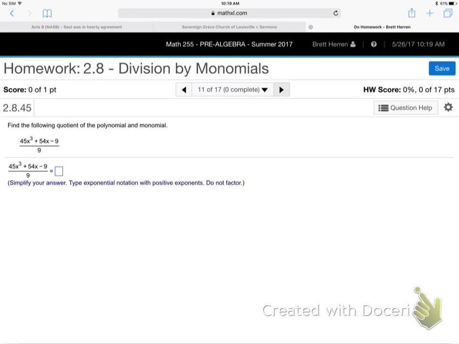Try that one. So let me write it out. 45x to the third plus 54x minus 9, all over 9. So you know what to do, right? Make it 3 separate fractions.